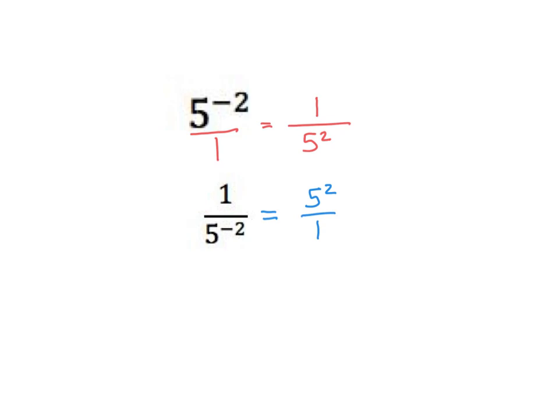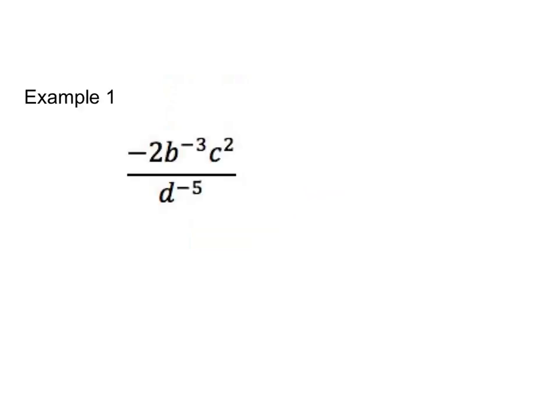So if it's on the top part of the fraction, it goes to the bottom. If it's on the bottom part of the fraction, it goes to the top if you are actually negative. So let's go ahead, and here's example number 1. Let's walk through this and answer this question. And we're going to simplify it as much as possible to have positive exponents.